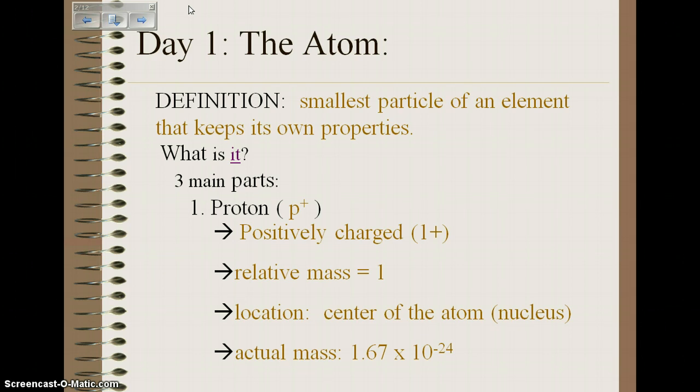The location of the proton is in the center of the atom, in another part of the atom called the nucleus. The actual mass of the proton is 1.67 times 10 to the negative 24. Obviously extremely small. That is a very big number, but it is an extremely small number because of the negative.